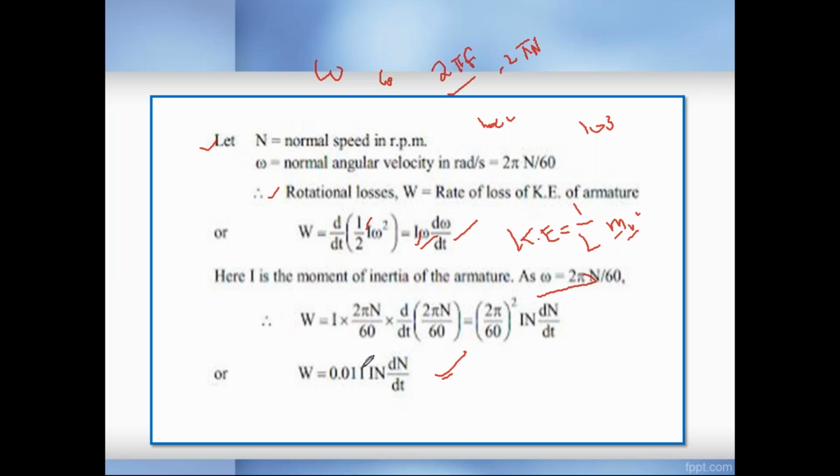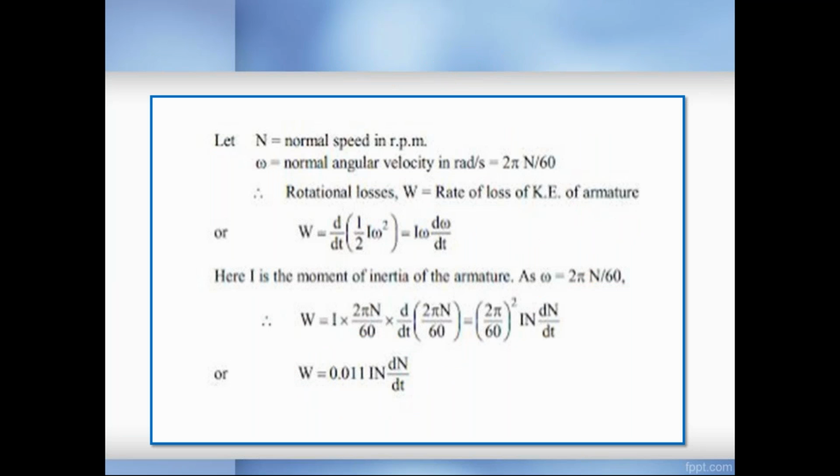What is the formula we are going to use to find the rotational losses? W is equal to 0.011 I n dN by dt. Just remember this equation, which we got from the kinetic energy formula, that is KE equals half mv square. Students, are you clear about this derivation? Yes, sir. Right.